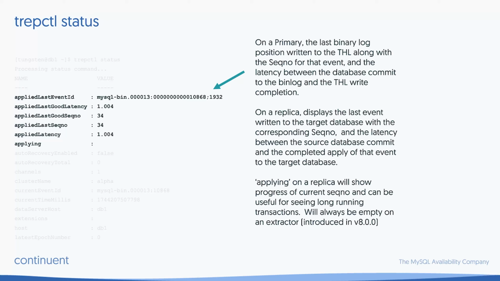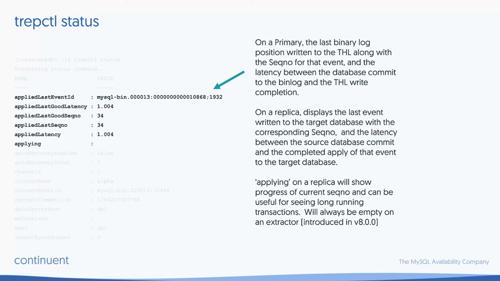The last good latency, last good seqno is handy if the replicator is in an error state. That's a good visual on what was the last thing that we actually applied before we went into the error state, and what was the latency at that point as well. On a replica, that information is related to the last event written to the target database. So although the tags, the applied last event ID, etc., remain the same between a primary and a replica, the actual data has a slightly different meaning depending upon whether you're looking at that primary or that replica.